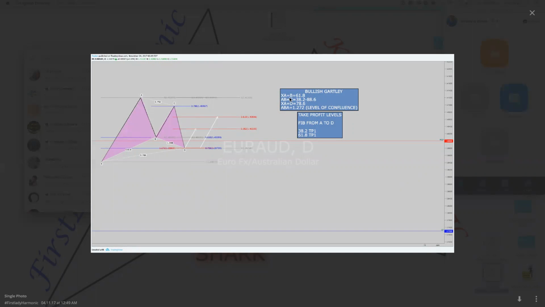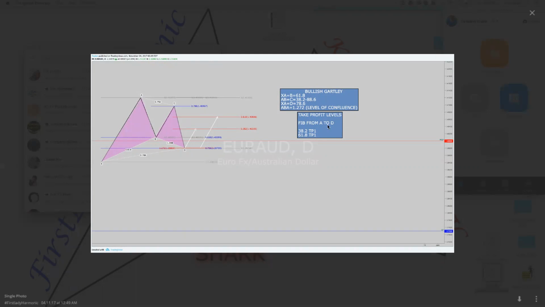For a Gartley pattern, your B is going to be a 61.8. Your C is going to be a 382 to 886, and your D for Gartley will be a 786. You'll also use a Fibonacci ABA extension to give you either a Fibonacci cluster or a price reversal zone, and your ABA would be a 1272. Your take profit levels would be from A to D, and a 382, 718, 61.8 would be your take profits.